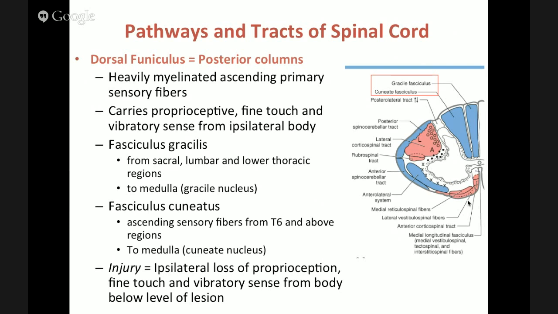Both of these tracts project up to the medulla, with the gracile tract terminating. The axons synapse on neurons of the gracile nucleus, and the cuneatus terminates in the cuneate nucleus. So if there's a spinal cord injury to the dorsal white columns, there are going to be symptoms present on the same side as the lesion, and loss of discriminative touch, proprioception, etc.